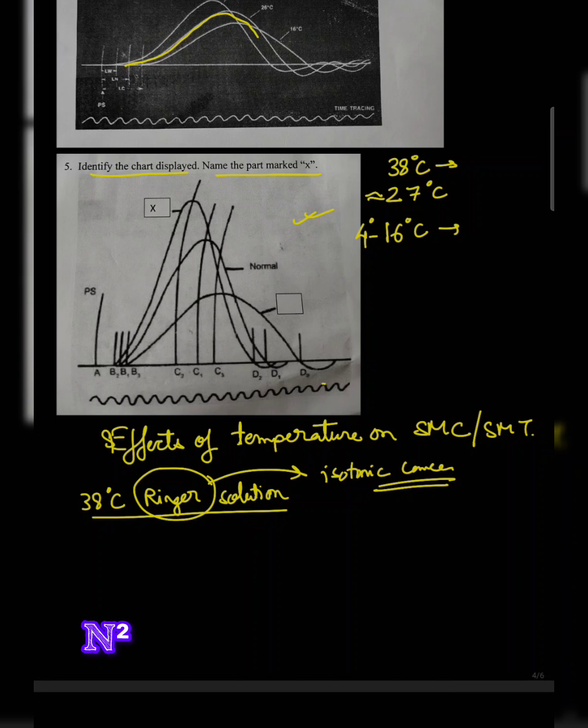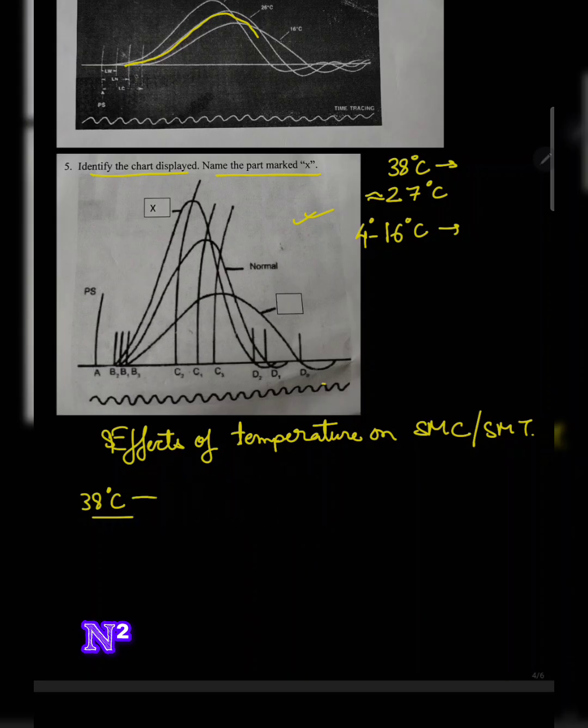Anyways, if we are using a warmer Ringer solution for our experiment, what happens to the simple muscle twitch? There will be an increase in the amplitude of the curve, a decrease in the latent period of the curve, and the relaxation period will also decrease. Now why are these phenomena occurring?